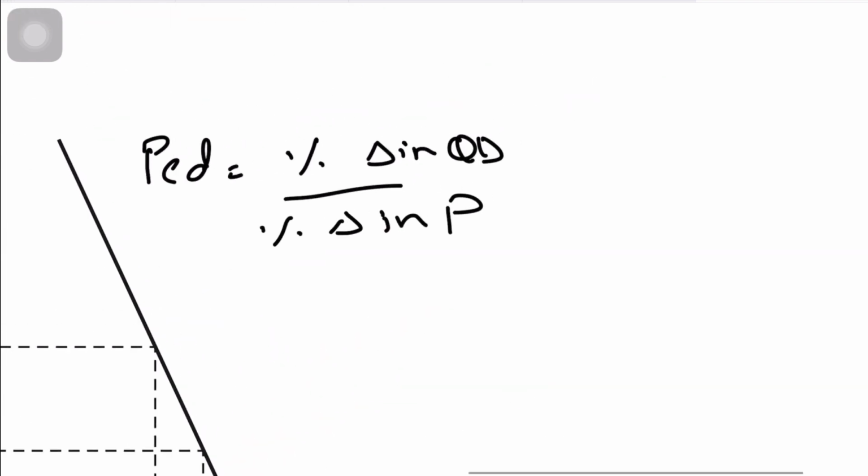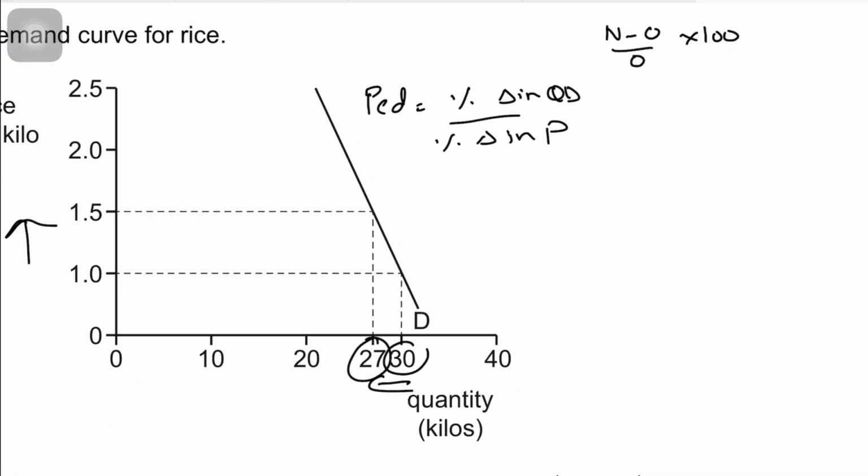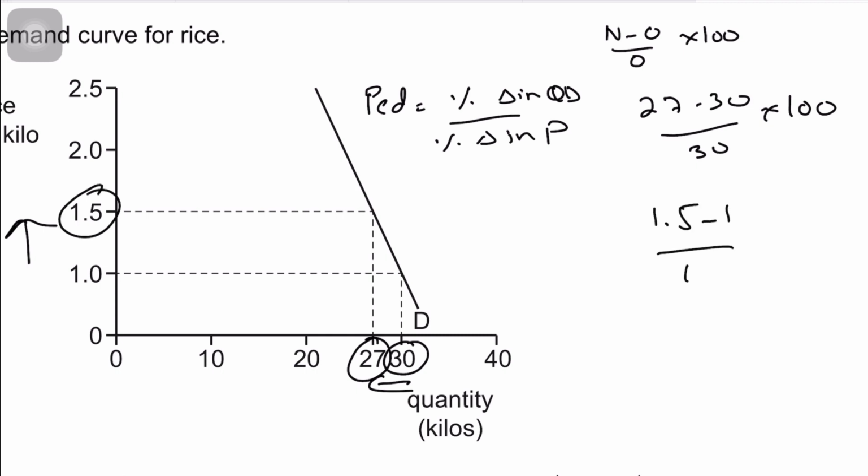For the percentage change in quantity demanded, you'll use the formula new minus old upon old times 100. The new quantity demanded is 27, the old quantity demanded is 30. So 27 minus 30 divided by old 30 times 100. And the new price is 1.5, so 1.5 minus 1 over 1 times 100. Let's calculate these figures. I'll calculate it with you.